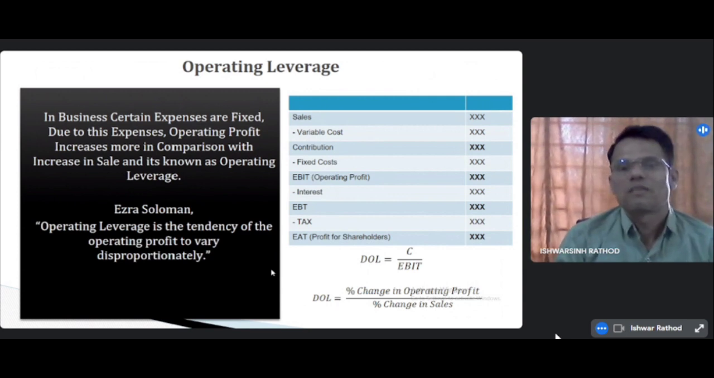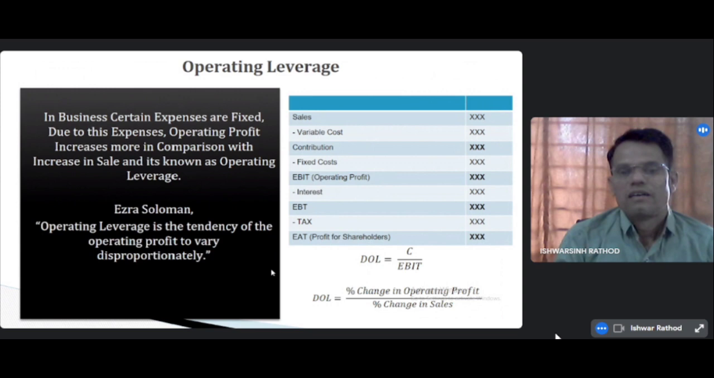This is the table to find out operating leverage. First, sales minus variable expenses is equal to contribution; minus fixed cost is equal to earning before interest and tax, or operating profit; minus interest is equal to earning before tax; minus tax is equal to earning after tax. The formula of operating leverage is equal to contribution divided by EBIT.